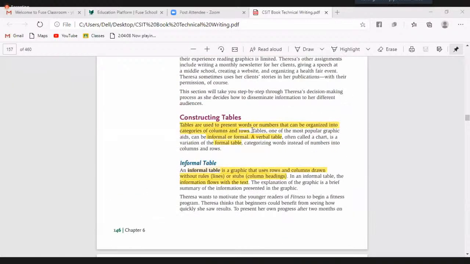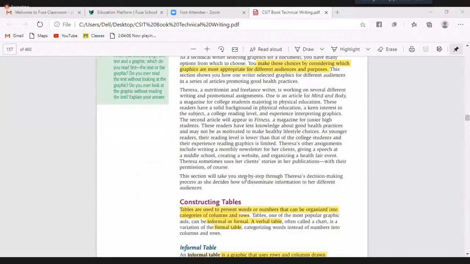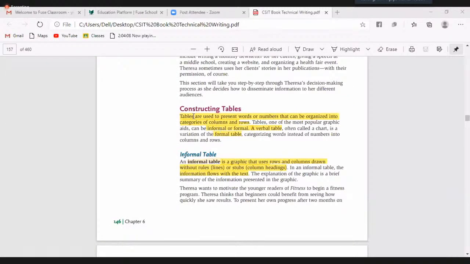So here is an example given, and you can read. Another, the first one is constructing tables. How can we construct tables? Tables are used to present words or numbers that can be organized into categories of columns and rows, isn't it? So when we make a table, we can use words or numbers.